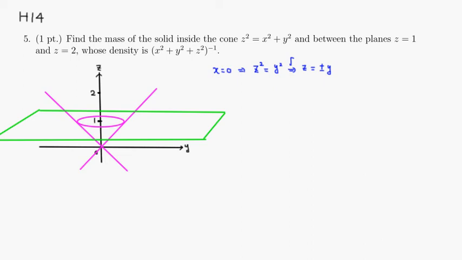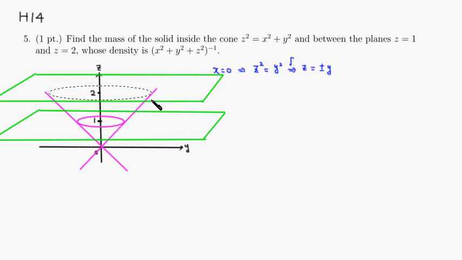Then you cut it with another plane, z equals 2, which is going to be probably up here. So I'm going to go around here and go here, and over here. Then the intersection is going to look like this. It's a larger circle, so it's going to look kind of like that.